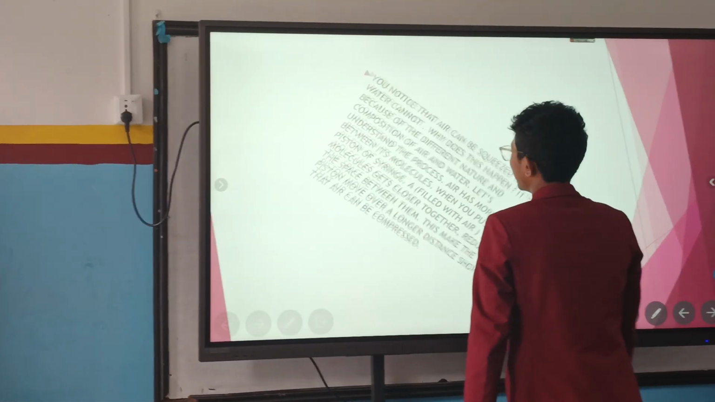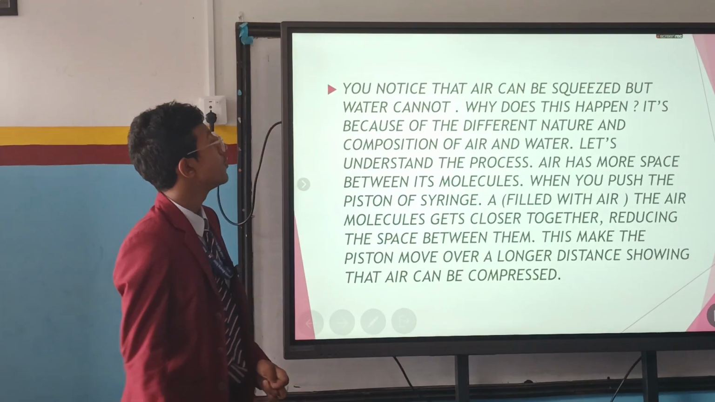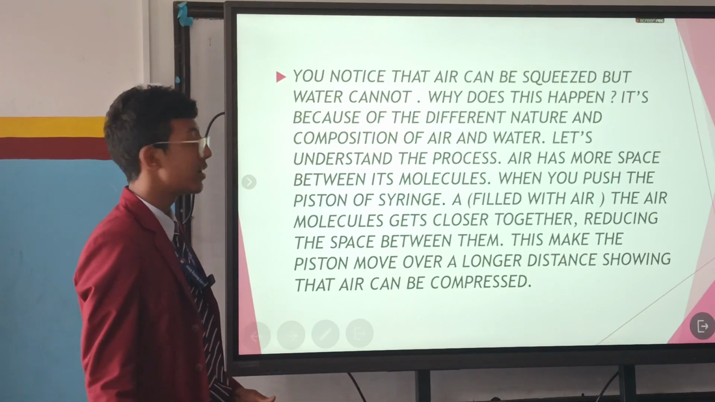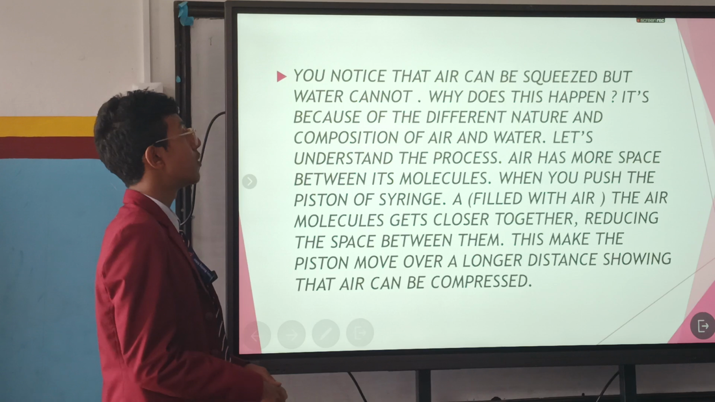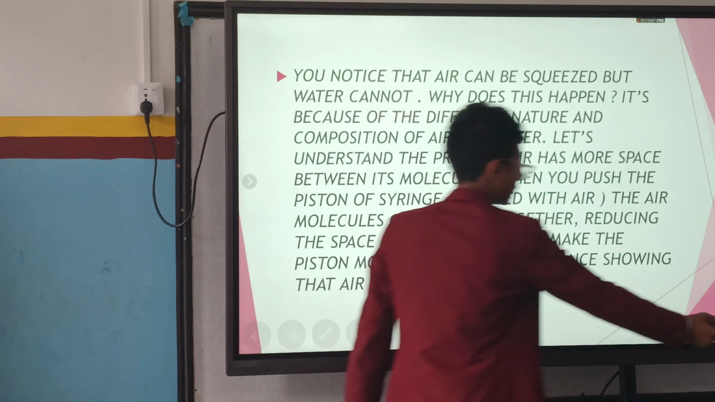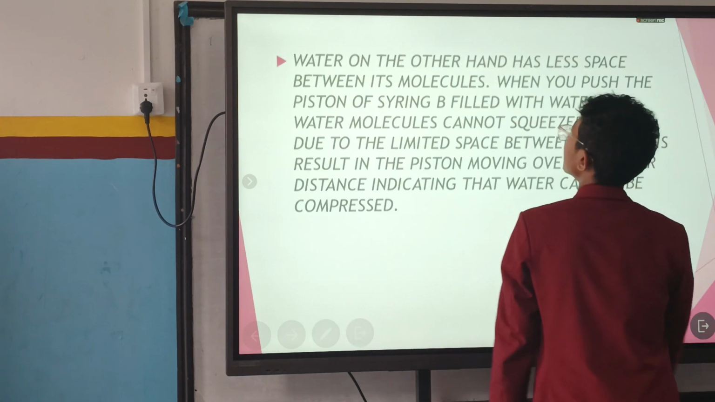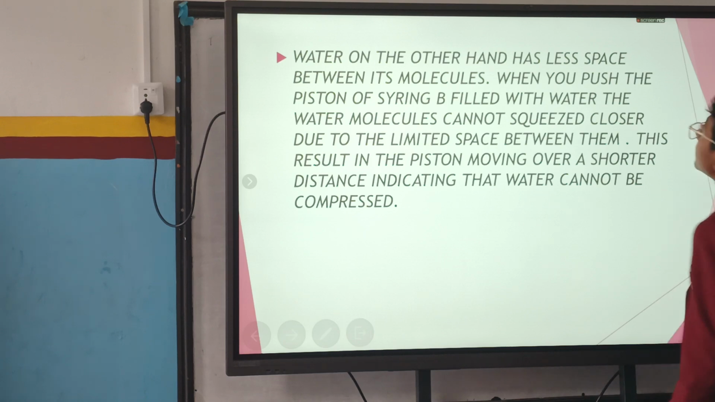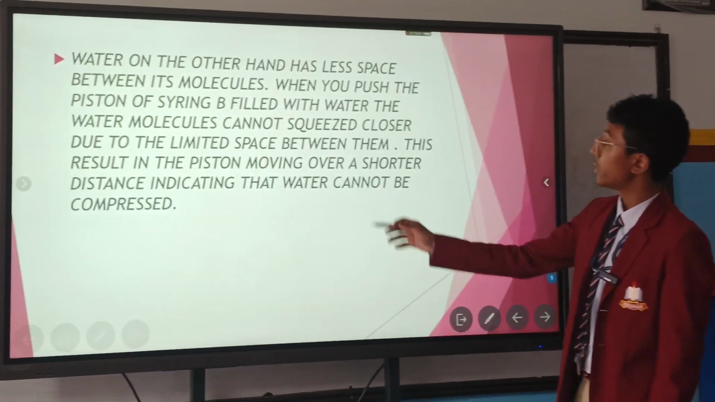You notice that air can be squeezed, but water cannot, because water has less space between its molecules, and air has more space between them. So water, on the other hand, has less space between its molecules. When you push the piston of syringe B filled with water, the water molecules cannot be squeezed closer because of the limited space between them.